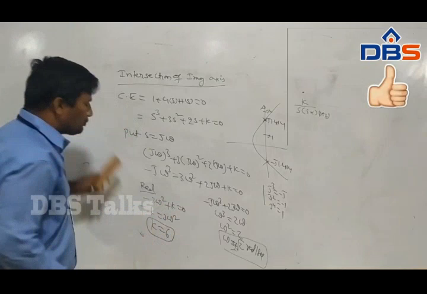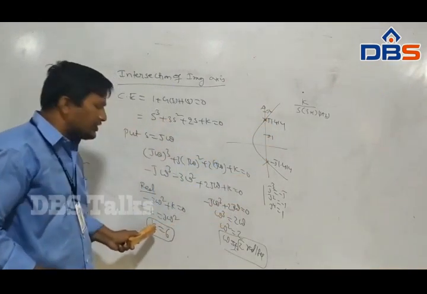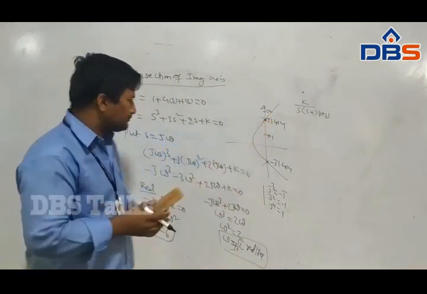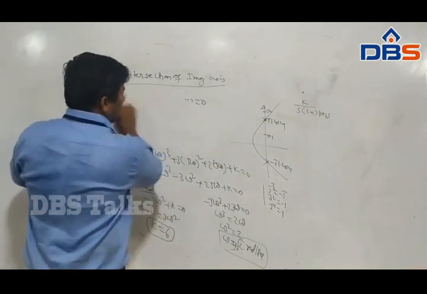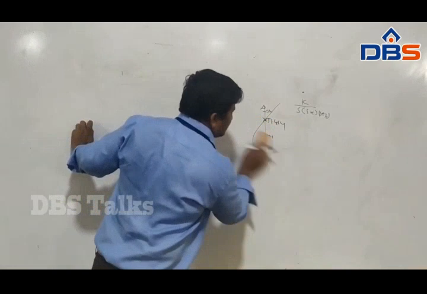Whenever K is a positive value, only then does this intersection point exist. When K is a negative value, the intersection point does not exist. So in this way, we calculate the intersection point on the imaginary axis.